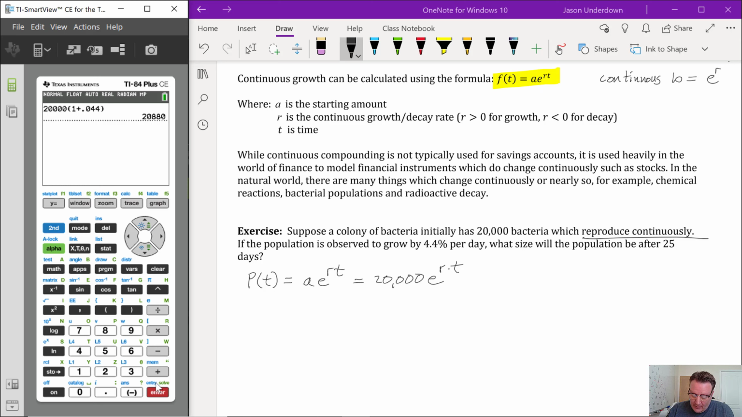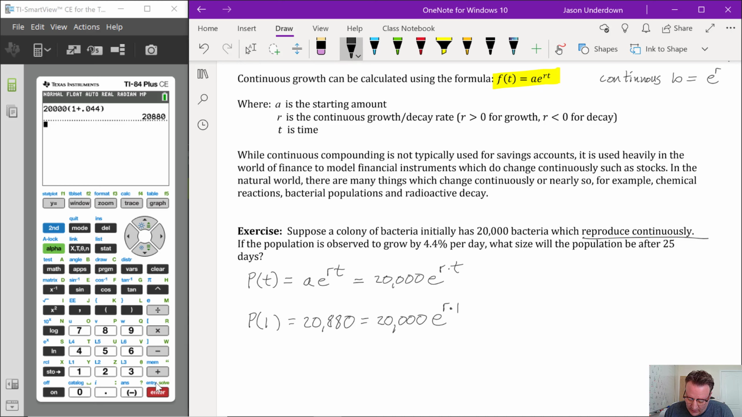Okay, so then now we know this fact that P of 1, sorry, this is after 1 day, P of 1 is going to equal 20,880, which is equal to our 20,000 times e to the r times 1, because it's 1 day. Now, everything in that equation is known except for r. So we can solve for r and get the correct growth rate to use for continuous growth.